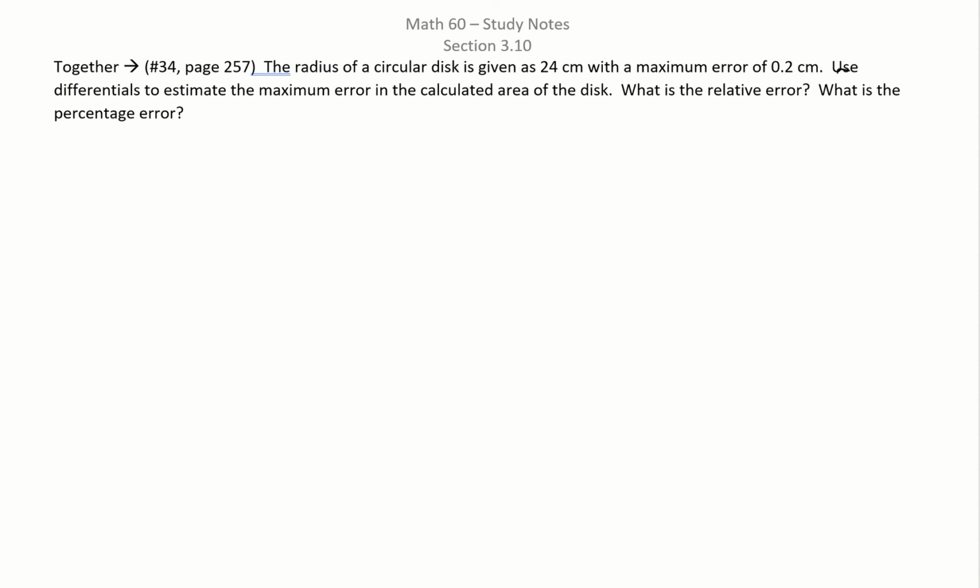Use differentials to estimate the max error in the calculated area of the disc. What is the relative error? What is the percentage error? Those are two things we haven't done yet, but they're pretty easy.